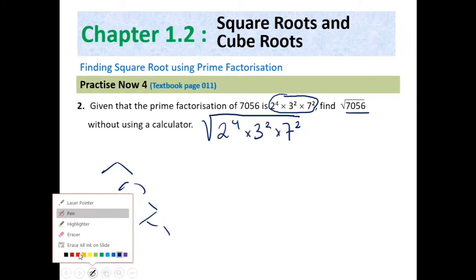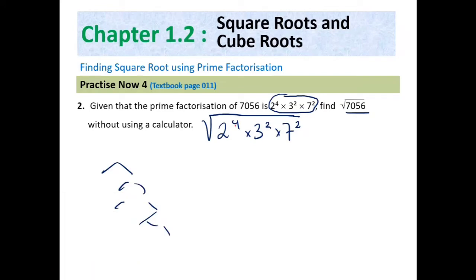So what you can do now is, I use the red color. You divide 4 by 2 becomes 2. Divide 2 by 2 becomes 1. You divide 2 by 2 again, becomes 1. So the answer is 2 squared times 3 power 1, or 3 itself, times 7 power 1. 7 power 1 is 7 itself. So simplify 4 times 3 times 7.